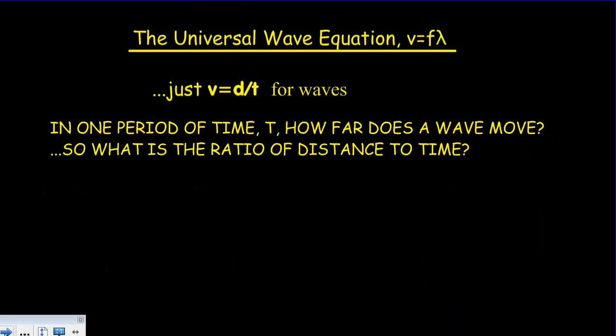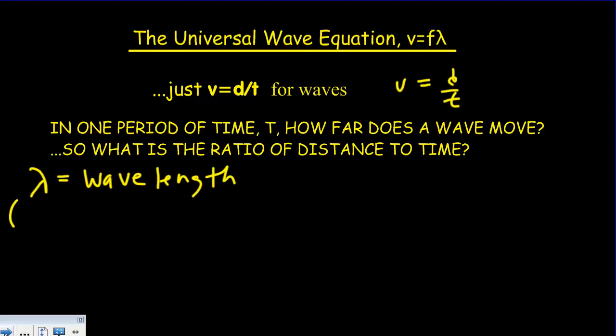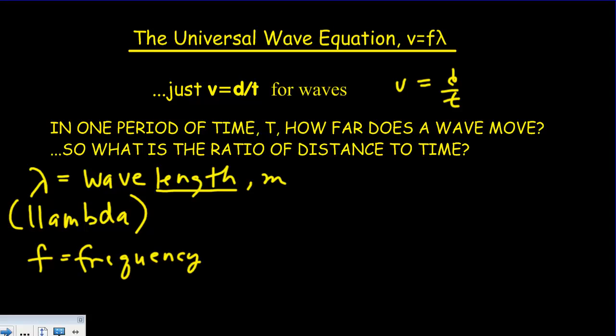We now come to the universal wave equation. It's really just our equation, speed equals distance over time, but we're going to use new variables because now we're dealing with waves. And so we use a lambda symbol, that's the wavelength. This is the Greek letter lambda. And of course, we call it a length because it's a distance. It'll be in meters. And the other common variable that we use is the frequency, which of course has units of hertz or cycles per second or seconds to the -1, etc.